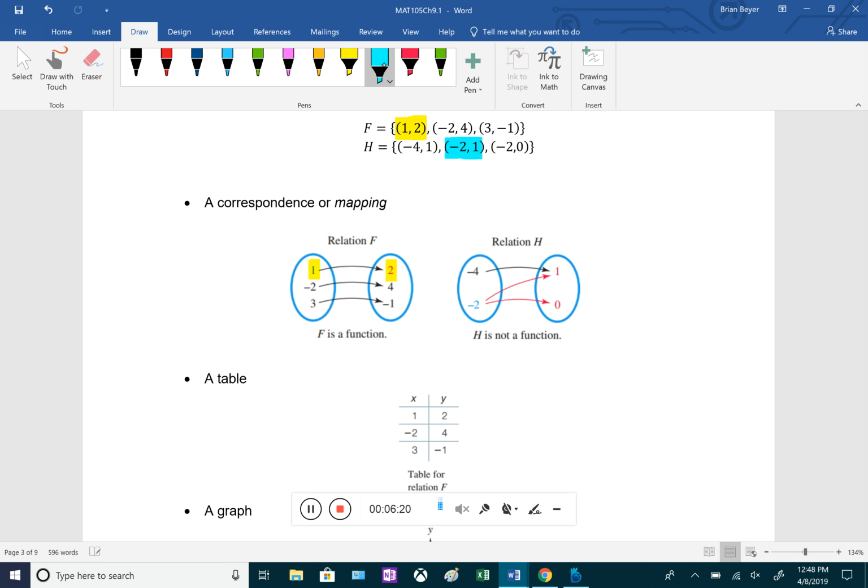And for H, we can see that, for example, -2 goes to 1 and -2 goes to 0. So we have this -2 going to two different y values, which is a way to represent how it's not a function using the mapping.